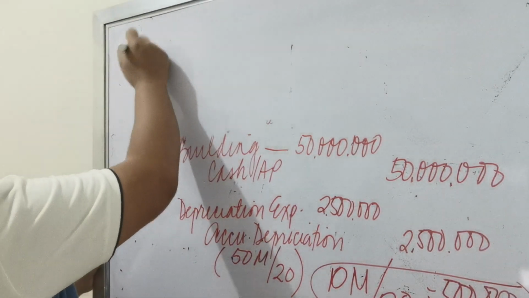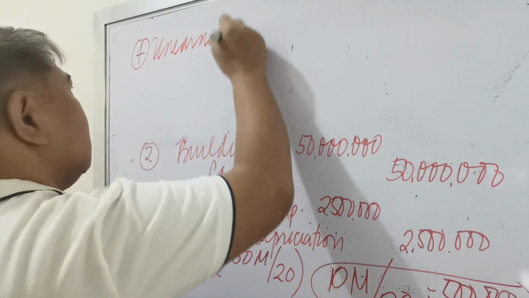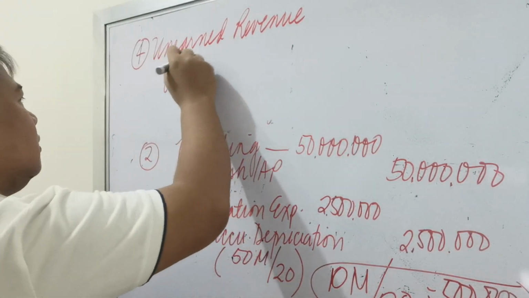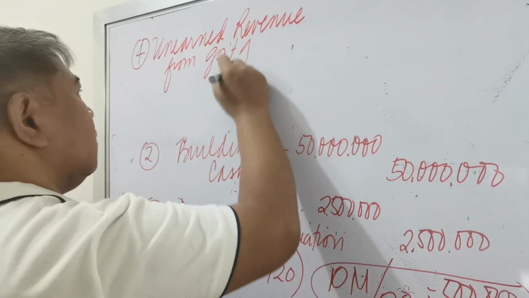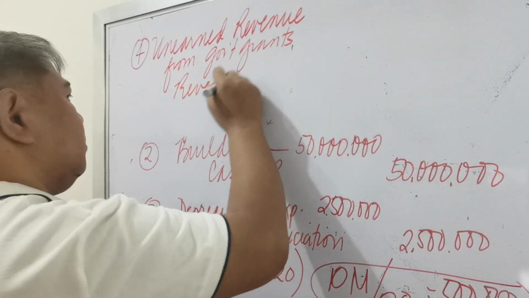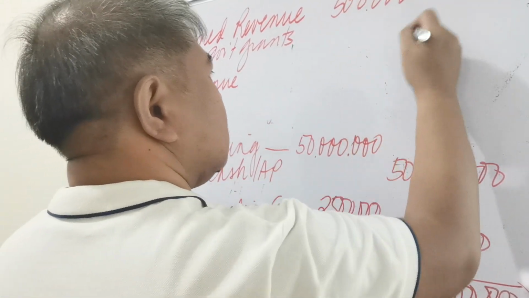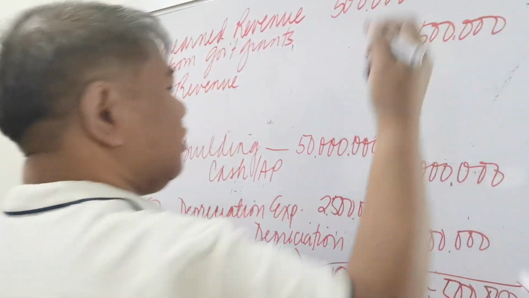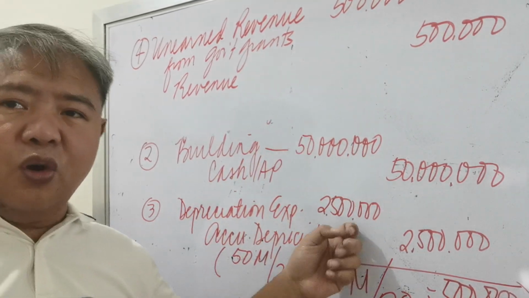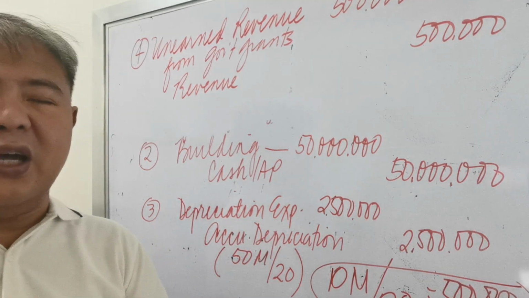So what would be the entry? Debit your unearned revenue from government grants, and credit your revenue. So this is 500,000 and this is 500,000 as well. So as you can see, we are now matching the revenue with the cost, which is the depreciation. So gradually we're recognizing both revenue and of course the expense.